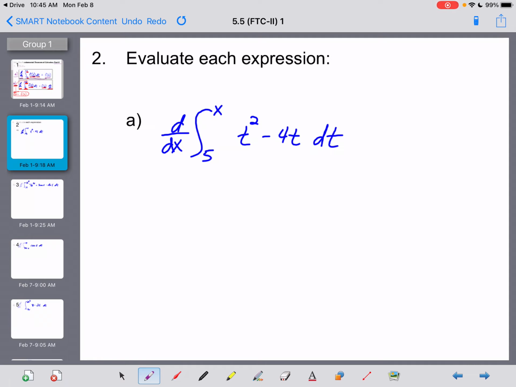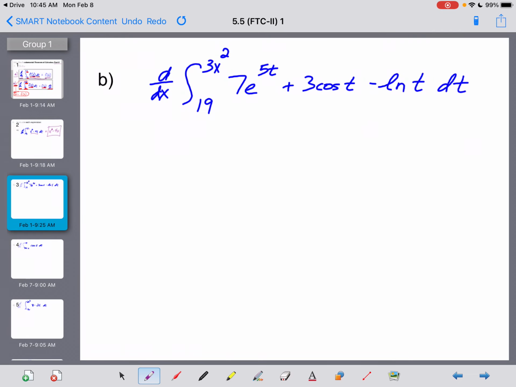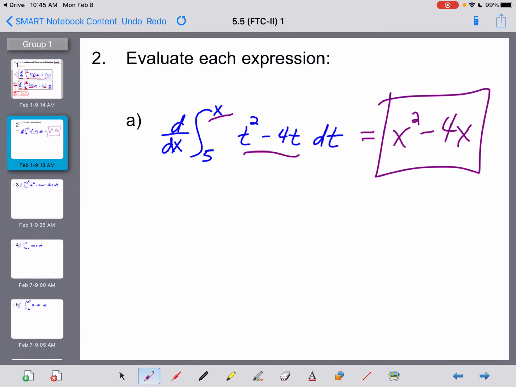Now guys, this problem right here, once we get the hang of it, it's pretty much done already. If you paid attention to what just happened, you'll notice that this circumstance is exactly what we talked about, and so the answer is the original integrand, but with the t replaced by an x. So it's x squared minus 4x. Done and done. Let's move on to the next problem. Okay, not really. If you just want to get the answer here, yeah, that's it.